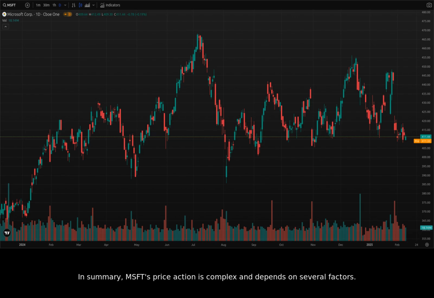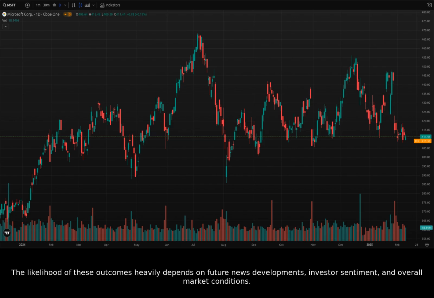In summary, MSFT's price action is complex and depends on several factors. The current range-bound market makes the near-term predictions uncertain. However, a break above the $468 resistance would be a strong bullish signal. A breach below $385 support would signal a potential bearish trend. The likelihood of these outcomes heavily depends on future news developments, investor sentiment, and overall market conditions.